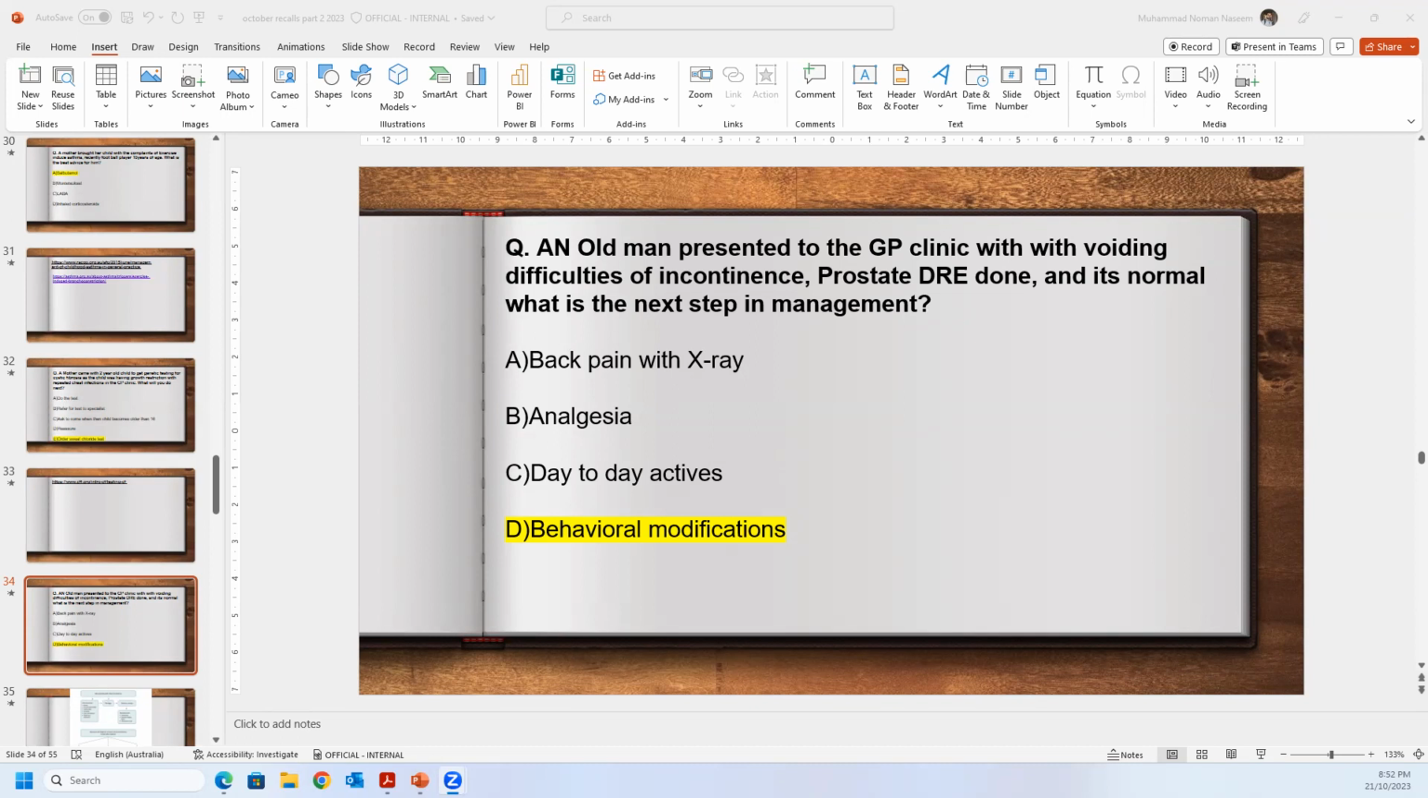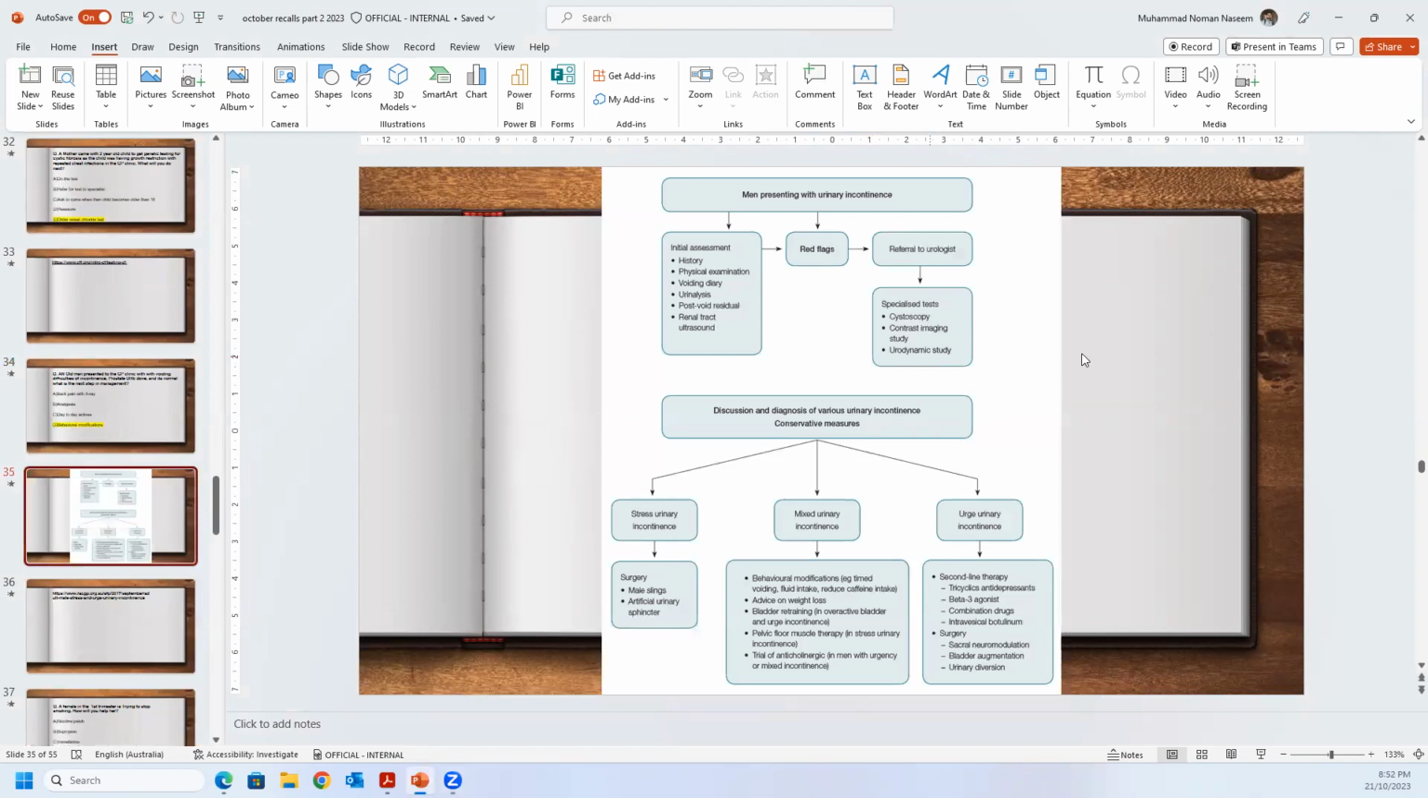All right. So whenever a patient is having either stress incontinence or overflow incontinence, we start with a lifestyle modification and then exercises. Kegel exercises are very important in females, but behavioral or bladder modifications we can do in males as well. So if you look at this flow chart, it will help you.